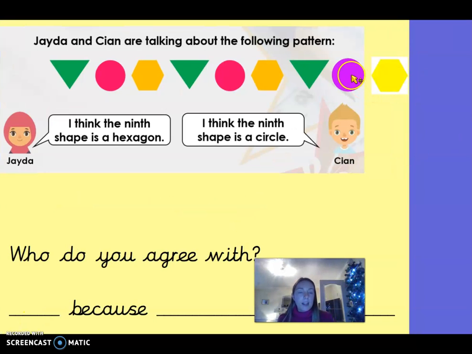Okay, so I have drawn the next 2 shapes. We've got triangle, circle, hexagon, triangle, circle, hexagon, triangle, circle, hexagon. So the 9th shape is the hexagon. So you should have agreed with Jada. And we should have agreed with Jada because we have drawn the repeating pattern and we know that the hexagon comes after the circle.